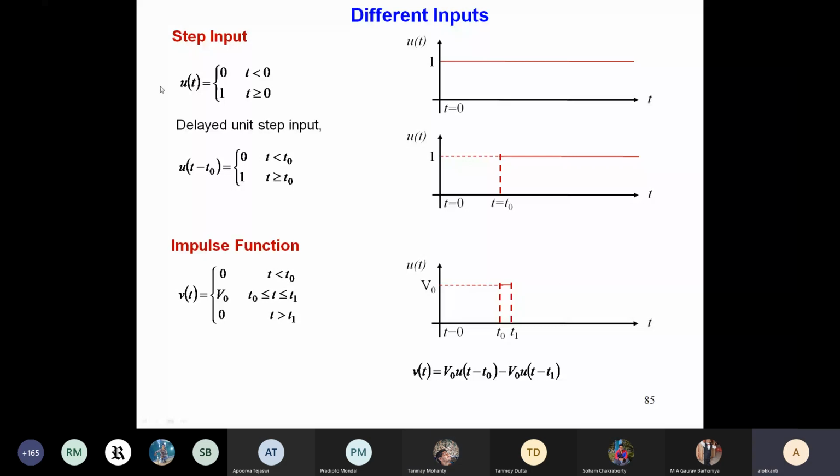Can you explain u(t) again, sir? Sir, the last equation I did not get. So it is subtracting one input from the other.